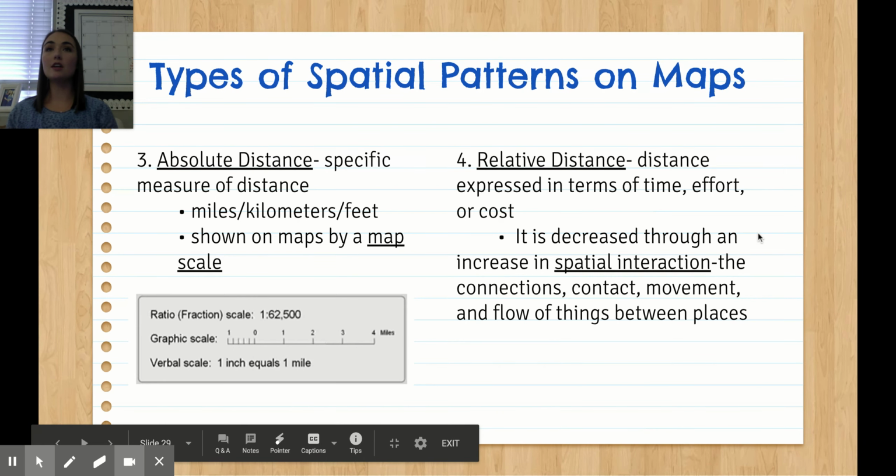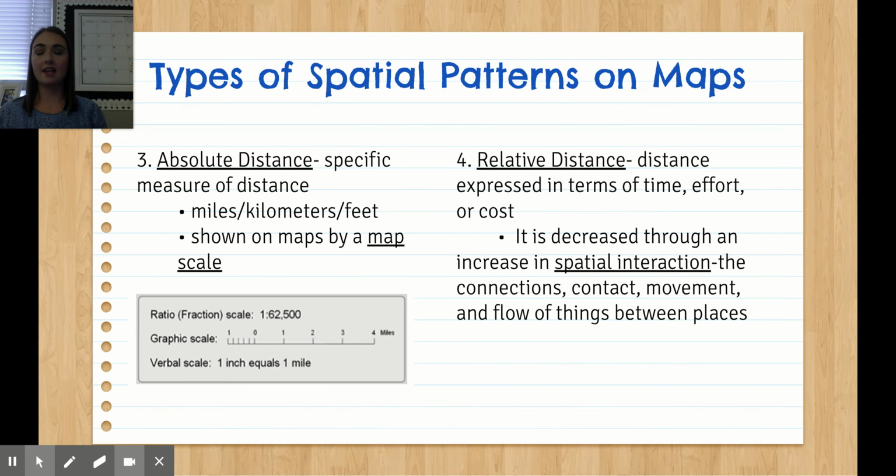But you can also look at relative distance, and we get in kind of a gray area here, but I love talking about this because relative distance we talk about a lot. It's really just how close that you feel like something is. So distance expressed in terms of time, effort, or cost. And the thing about relative distance is that it is different for everybody. So the relative distance between two things is different for each person.